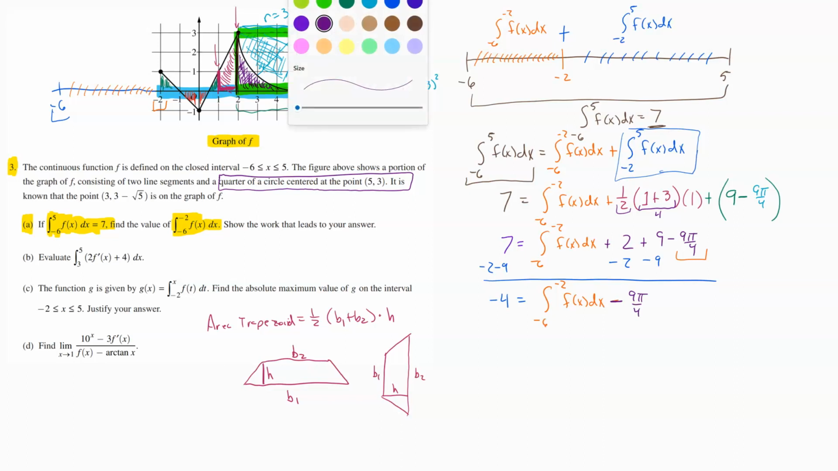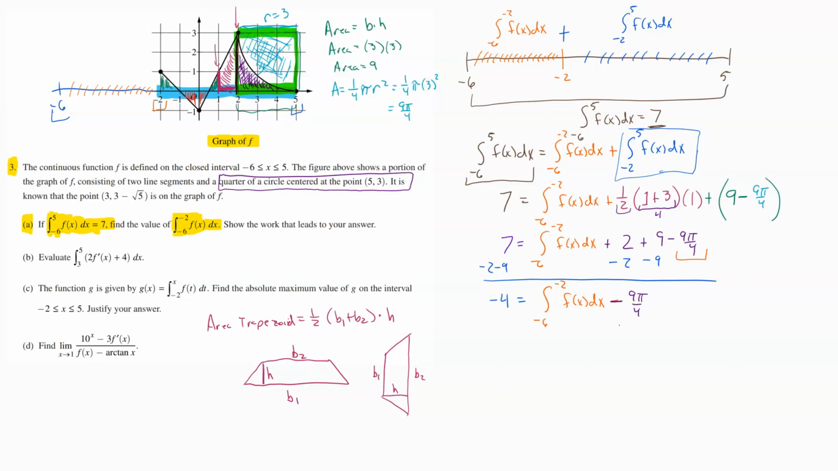And then we'll go ahead and now just add that over to the other side. So we'll get that integral by itself. We'll add the 9 pi over 4. And we're going to end up with -4 plus 9 pi over 4 equals this integral here, which is what we wanted in the end. And so that is our final answer. They don't need you to combine those into a single fraction when you're doing this on the non-calculator allowed section. So we've got our final answer and we're done.